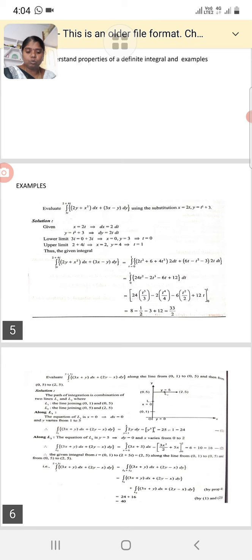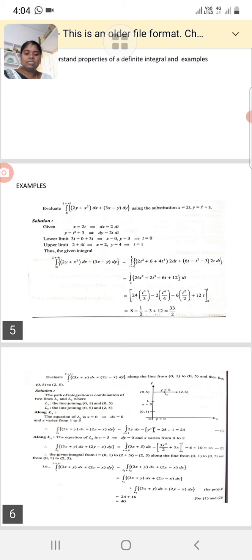Along the line L2, y = 5, then dy = 0, and x varies from 0 to 2. Therefore, the integral from 0 to 2 of (3x + y) dx. 3 is a constant, the integral of x is x² divided by 2, plus 5 times the integral of 1 is x, running from 0 to 2. Substituting the upper and lower bounds, we get the value 16.